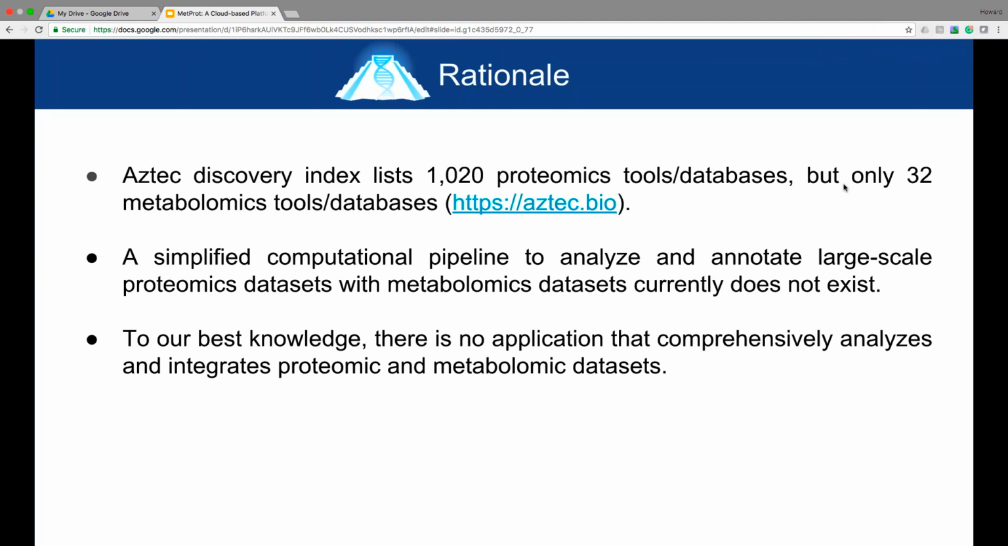So in the Aztec Discovery Index, we were able to find 1,020 proteomics tools in databases, while we only found 32 metabolomics applications in databases. And to the best of our knowledge, the availability of applications that comprehensively analyze and integrate both omics is currently very limited. And this limitation hindered our capability to identify biomolecules really relevant to a certain disease.